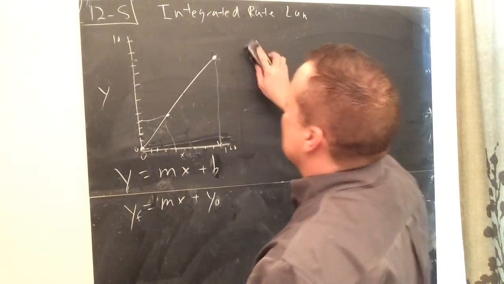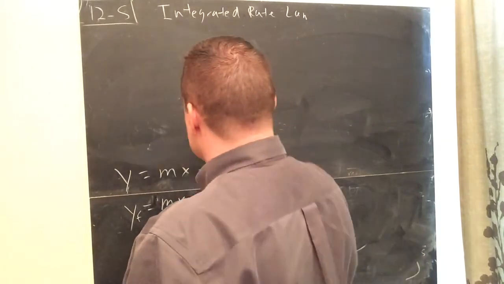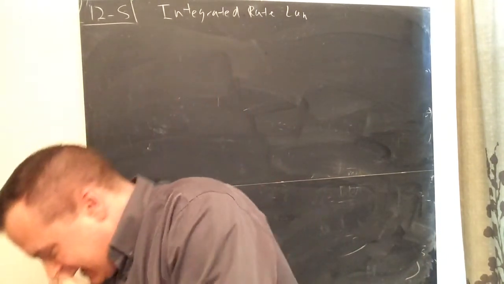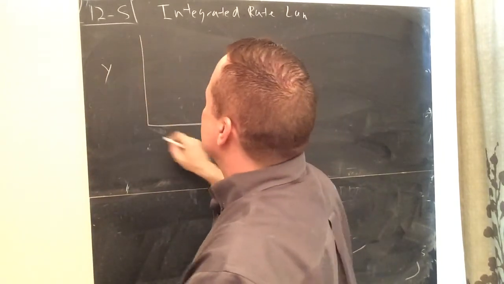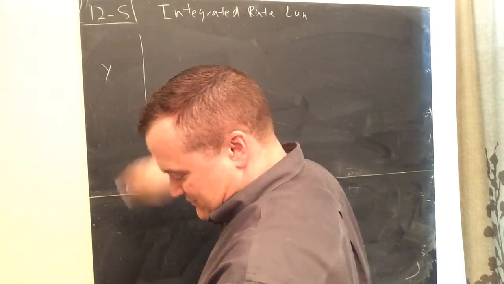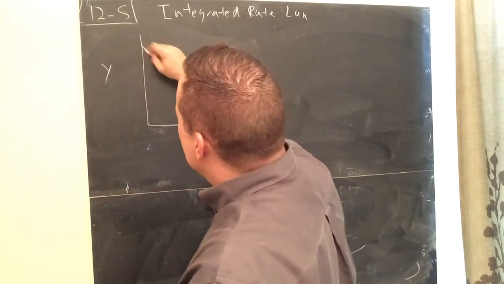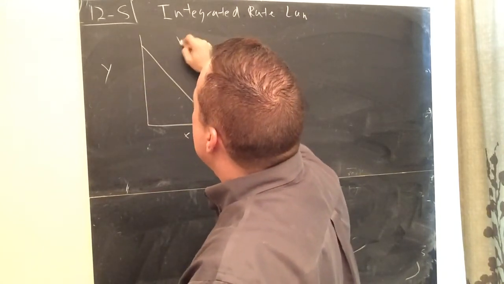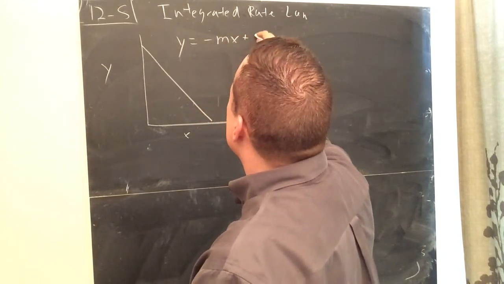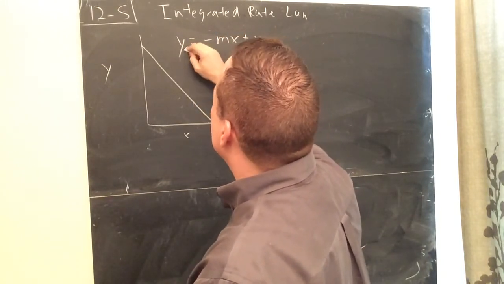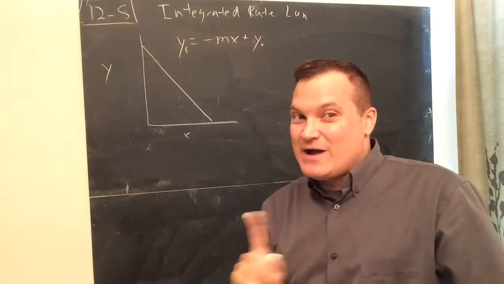Let's think about that for a minute. What a mess. I kind of drew that messy. Now, if the line were to go down, you can just write it down this way. That would mean that y equals negative mx plus b. Or if you want to say y initial, y final, y initial. You'll see why I'm doing that in a minute.